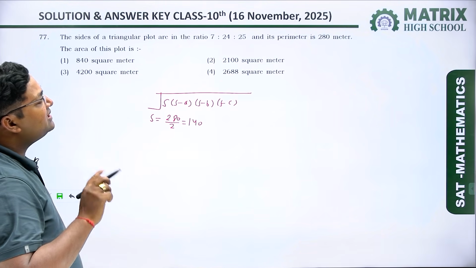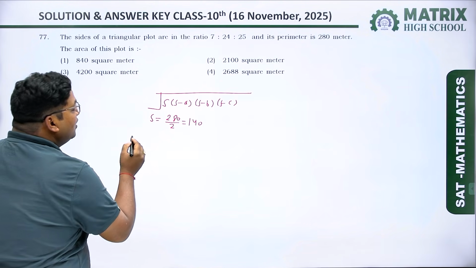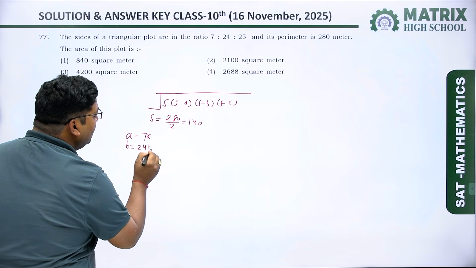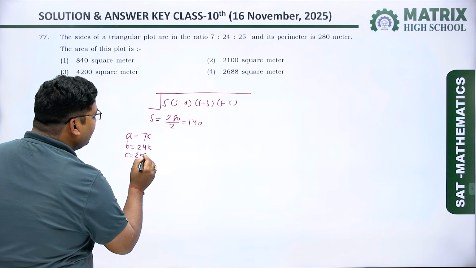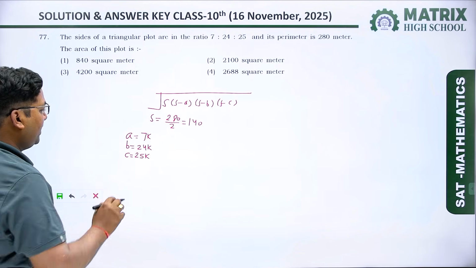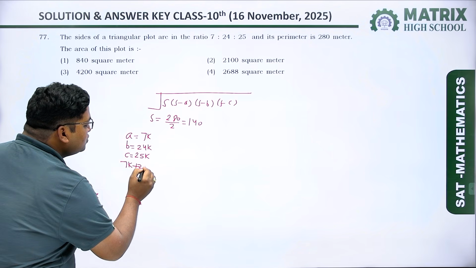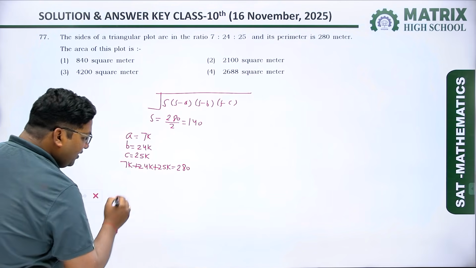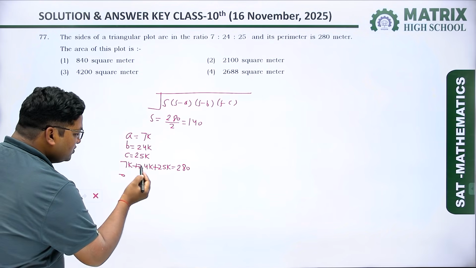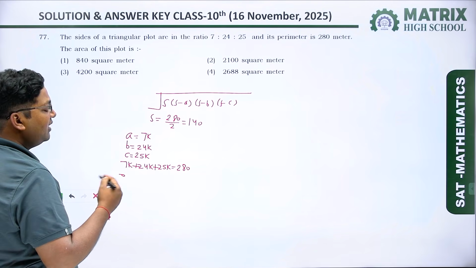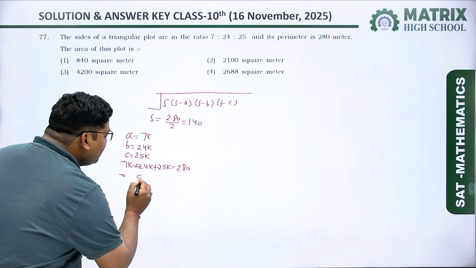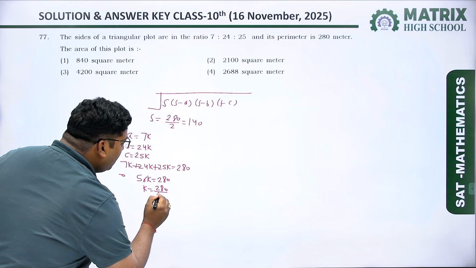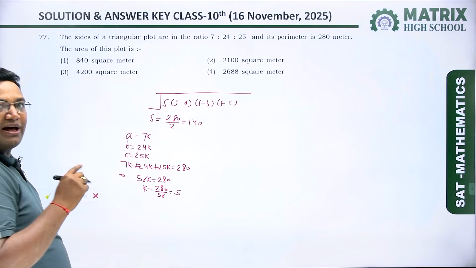Here it is given that the ratio of sides. So let us assume first side A equal to 7K, second side B equal to 24K and the third side C equal to 25K. It is given that perimeter of triangle is 280. So 7K plus 24K plus 25K is equal to 280. From here we have to calculate the value of K. So 24 plus 7 is 31, 31 plus 25 is 56. 56K is equal to 280. So K equal to 280 upon 56 which is equal to 5. So the value of K is 5.